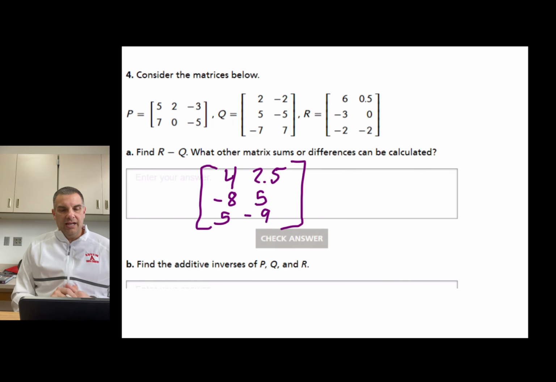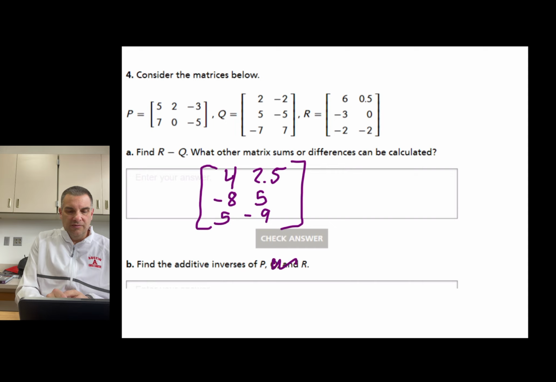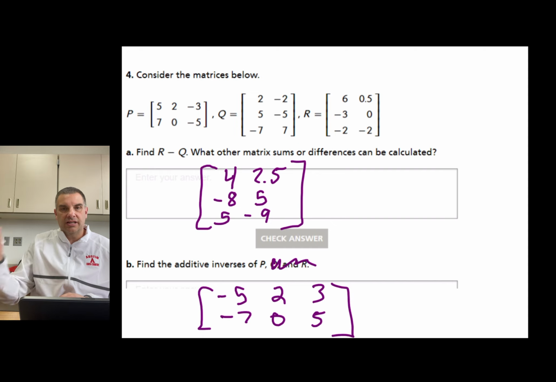Additive inverse, we're just going to do what's the additive inverse of P. Additive inverse of P would just be negative 5, negative 7, 2, 0, 3, and 5. Just switch the signs. All you have to do for additive inverses.